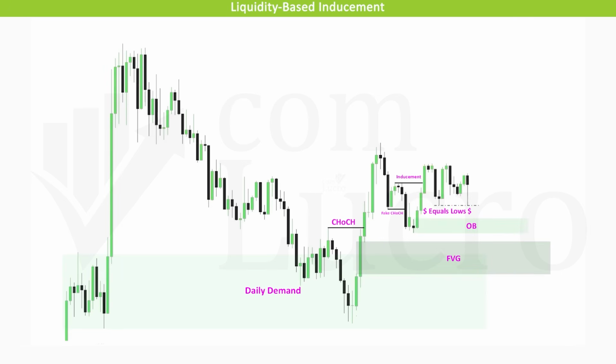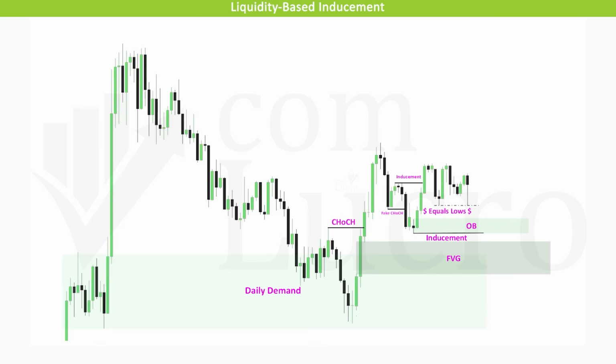However, inducement does not always appear as cleanly or as obviously as in the previous example. In some situations, rather than creating a simple micro low, price forms a fake change of character during the decline and builds equal lows directly above a small, exceptionally clean order block. At this point, three separate elements are working together.